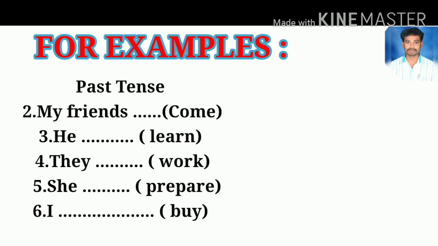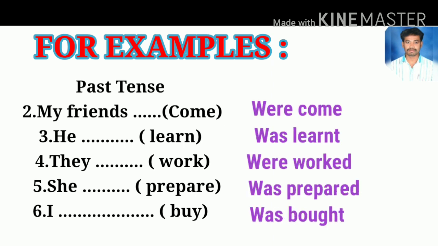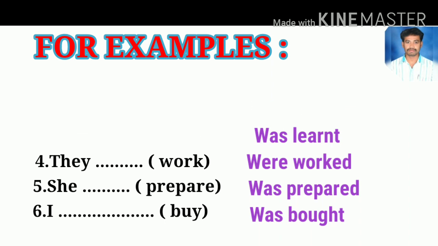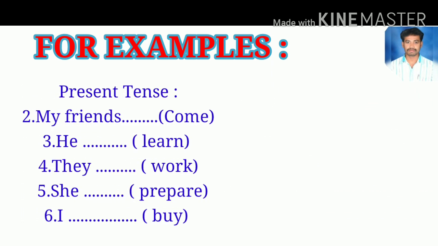So what is the answer? Were worked. Then the fifth one, she, dash, in bracket, prepare. Here, was prepared. And then the sixth one, I, dash. Here I is singular, so I use was. Buy, bought, bought. So here, was bought. Have you understood this one? These are all in past tense: were come, was learnt, were worked, was prepared, and was bought. They are all the answers for these examples.